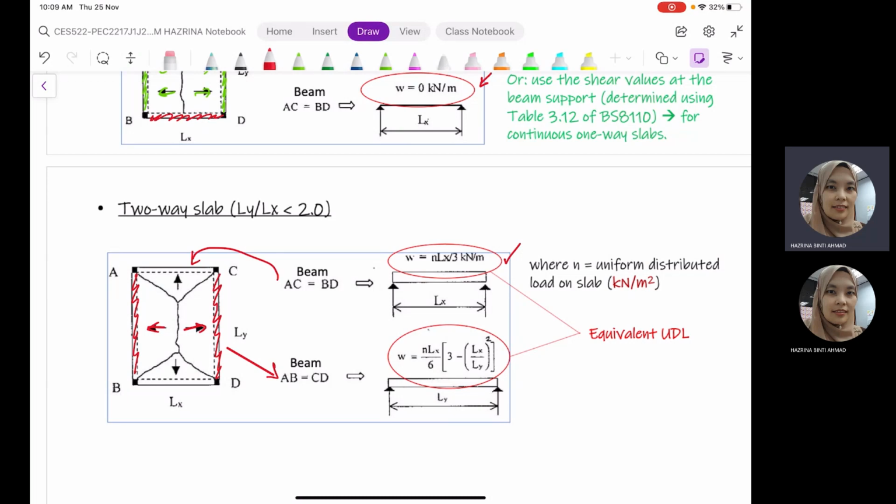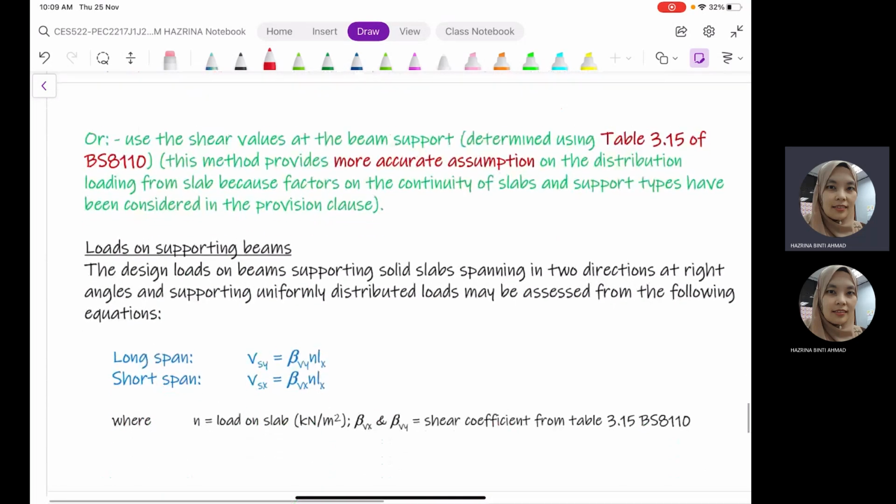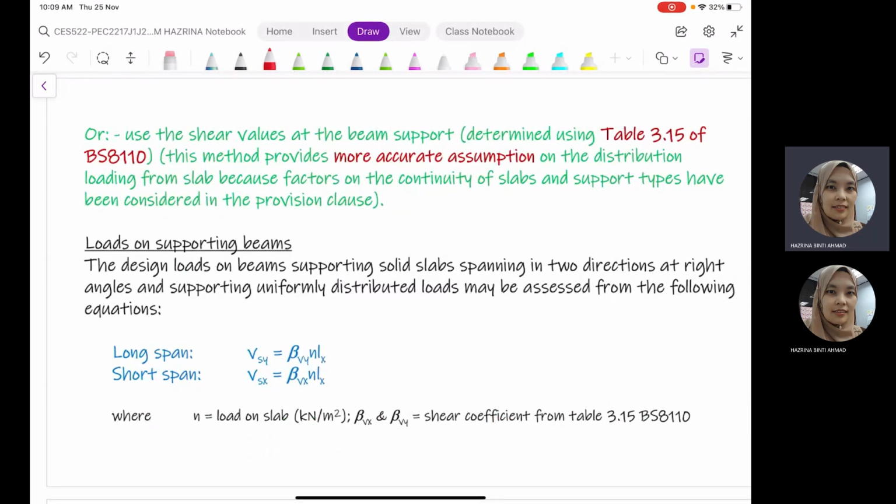You can see that for these two-direction slabs, the load transfer will be different, because it is transferring a different value of loadings. We can either use that method, using the equivalent equation, or we can also use the shear values at the beam support. The shear values at the beam support can be determined using table 3.15. This method provides a more accurate assumption on the distribution of the loading from the slab, because the factors on the continuity of the slab and the support types have been considered in the provision clause.